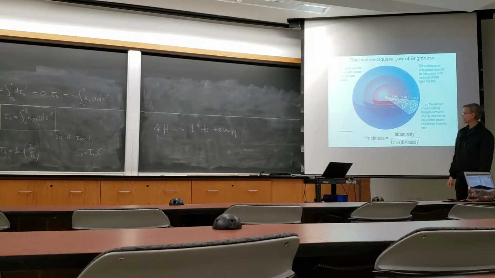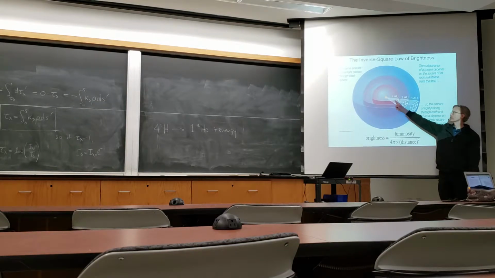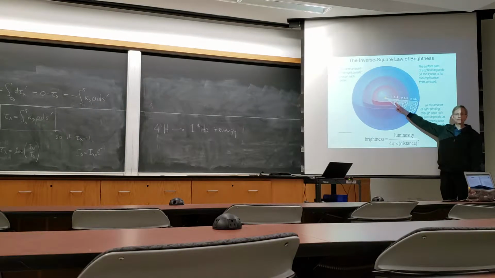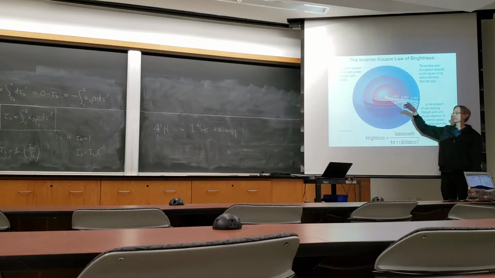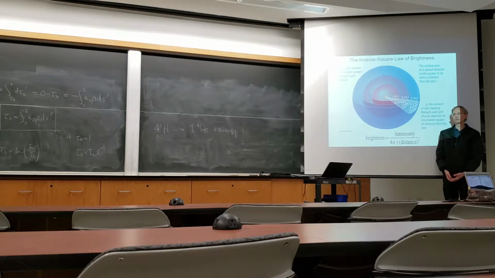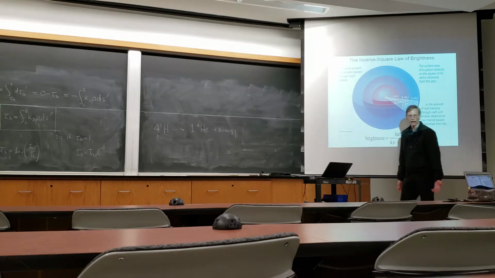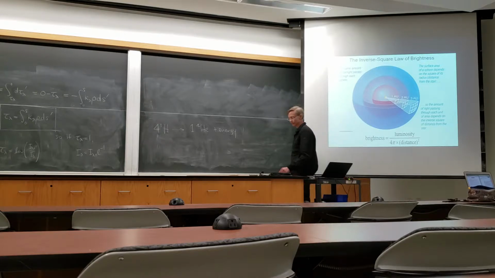Well, the area of a sphere is 4 pi times its radius squared. And the sphere's radius is your distance from the star. All the light that you're seeing, if you're a certain distance from a star, has been spread, by the time it reaches you, over the surface of the sphere whose radius is your distance from the star. So the brightness will be the luminosity divided by the area of that sphere. But the area of the sphere is 4 pi times your distance from the star squared, and that's why it obeys the inverse square law.